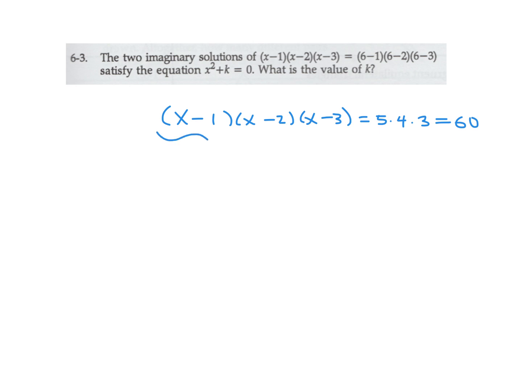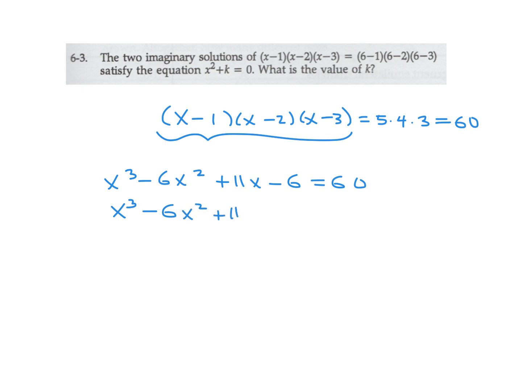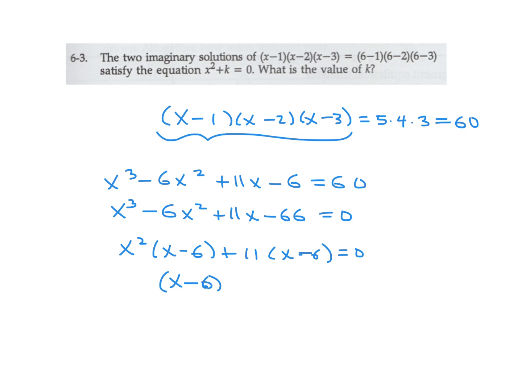Now this part, expand it all and collect like terms, and you'll get x to the power 3 minus 6x squared plus 11x minus 6, and that's equal to 60. Put everything on one side: x to the power 3 minus 6x squared plus 11x minus 66. Now let's do some factoring. x squared times (x minus 6) plus 11 times (x minus 6), like that. And then (x minus 6) times (x squared plus 11). So either x minus 6 is 0 or x squared plus 11 is 0.